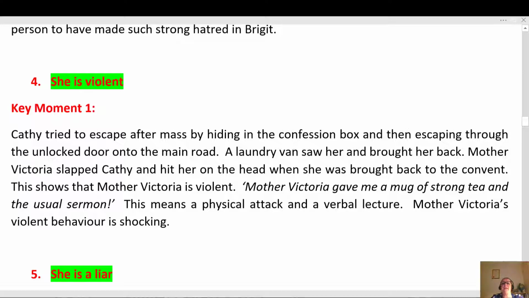"Mother Victoria gave me a mug of strong tea and the usual sermon." This means a physical attack and a verbal lecture. Mother Victoria's violent behaviour is shocking.